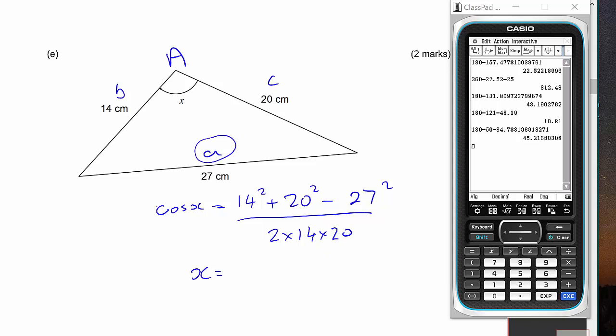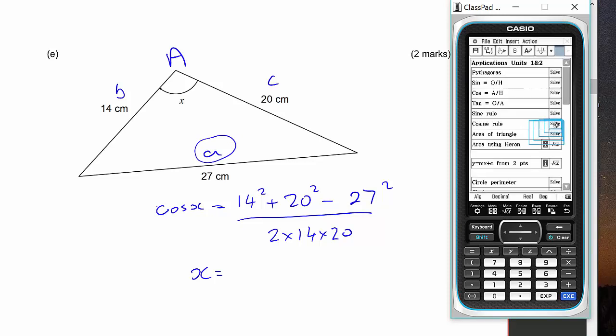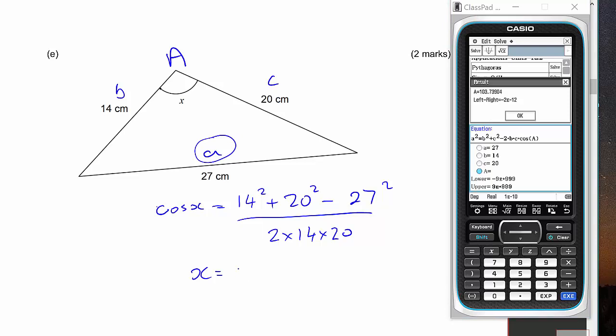And we'll use the E-activity. So I need to go menu, E-activity, cosine rule, and we are working out the angle, given that that one is 27, and the other two, and it doesn't matter what order you've got these in, are 14 and 20. So that's 103.74 degrees.